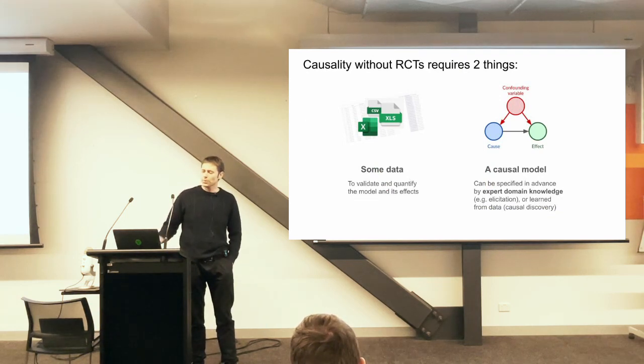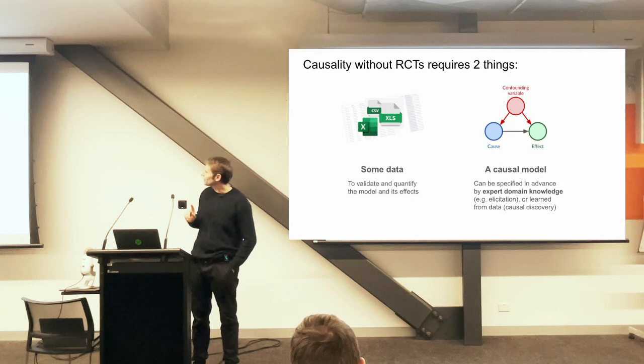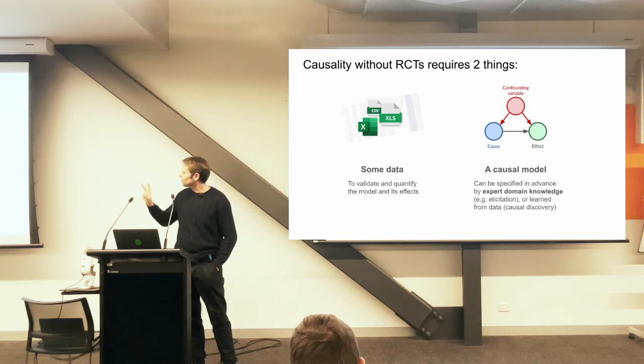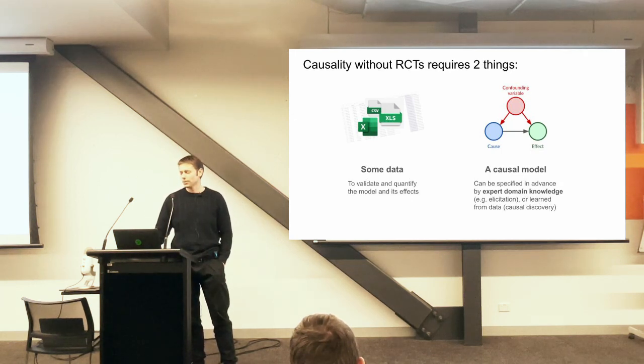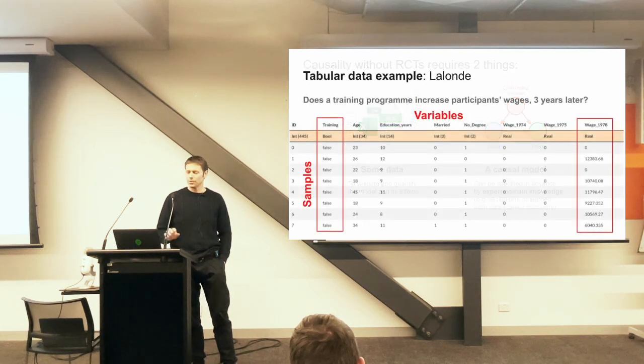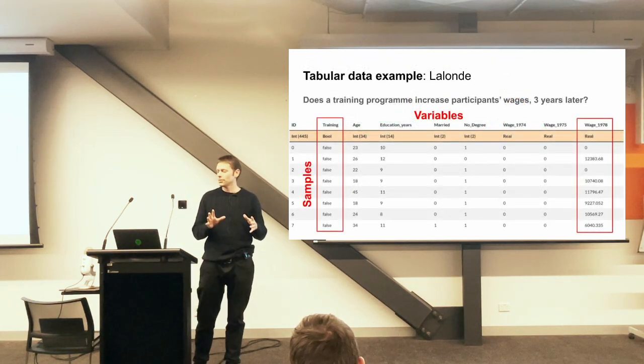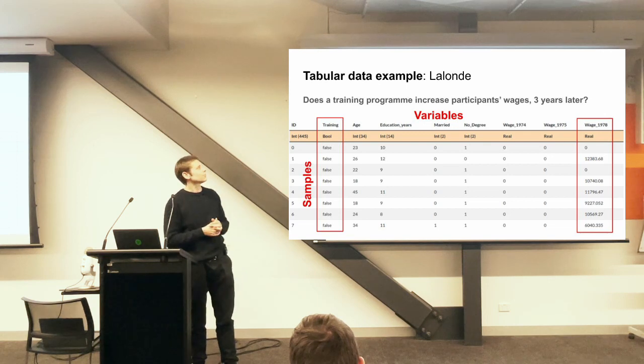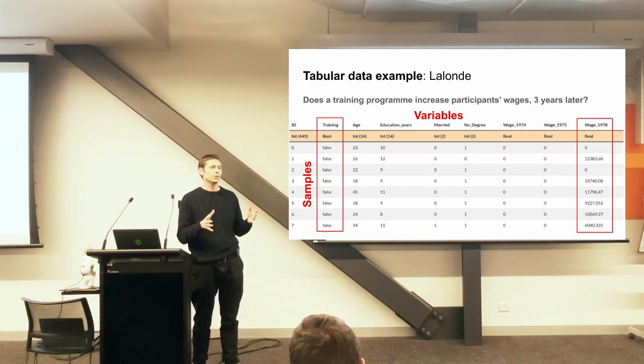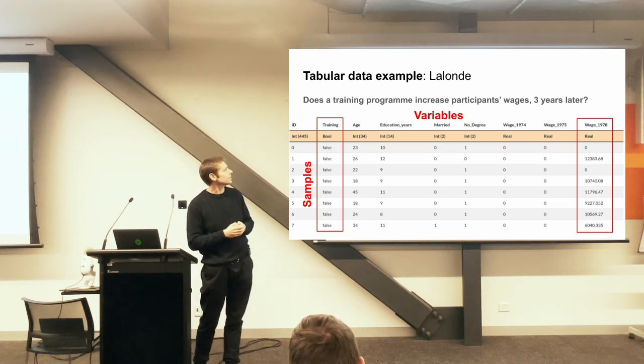So you remember a couple of slides ago, you saw exactly the same thing, and I said, remember, you've got to have these two things. You've got to have some data, and you've got to have a causal model. So for the example that we're going to work through, we're going to use a data set called the LONDE. It's really old, but it's one of the sort of textbook causal inference case studies.